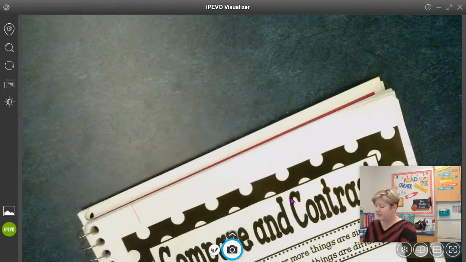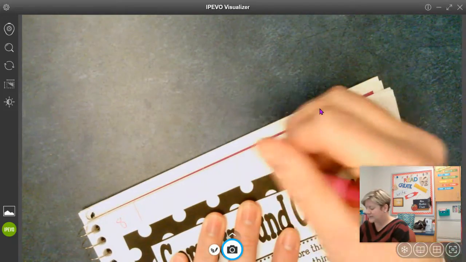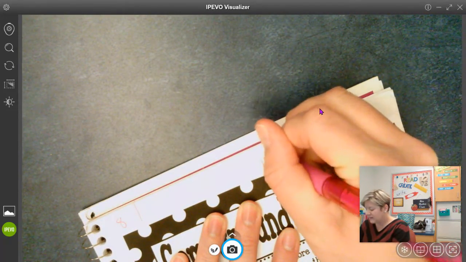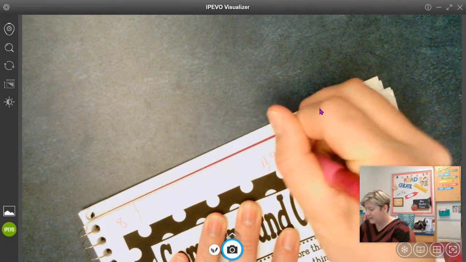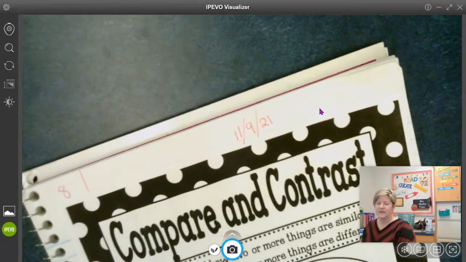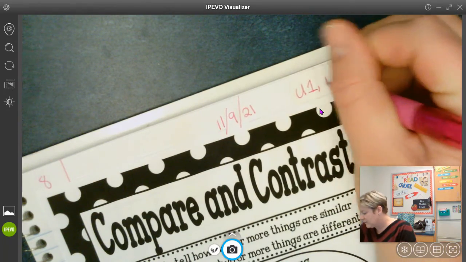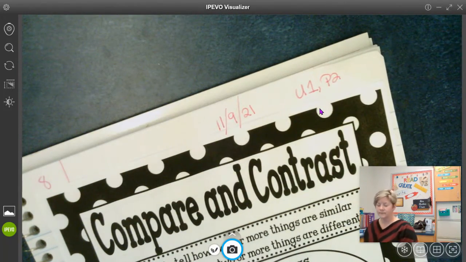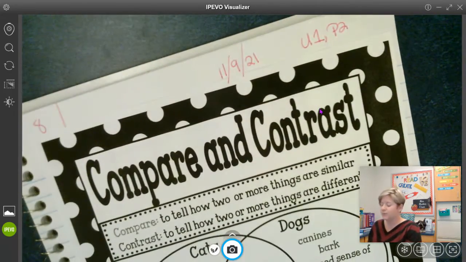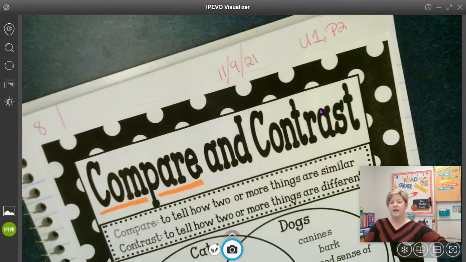Okay, up at the top, I'm going to put my page number. So I'm on page number 8. Okay, today's date is the 9th of November. I know that it might be a different date for some of you, depending on when you're adding it. But that is the date for me. And then we once again want to put this as part of Unit 1, Part 2. Okay. So whenever you have that ready, we're going to dive right in. So today's notebook page is going to talk about comparing and then contrasting.